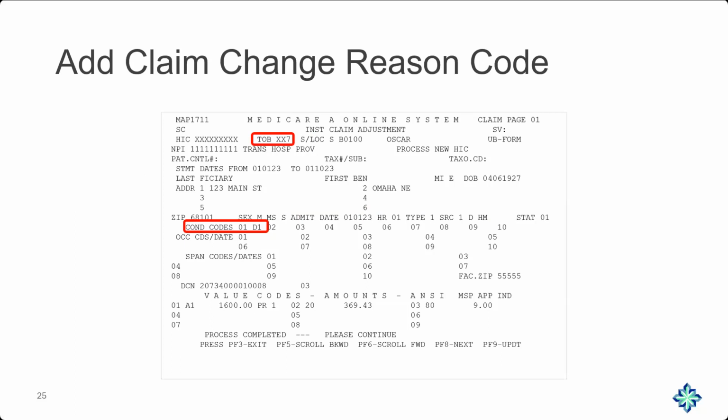That's placed in the condition codes field. So you might have called it a D code. You might have called it a condition code, and not necessarily a claim change reason code. That's the official term.